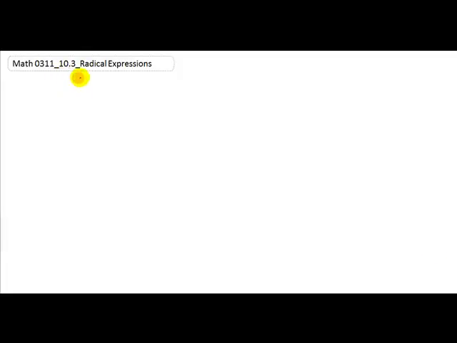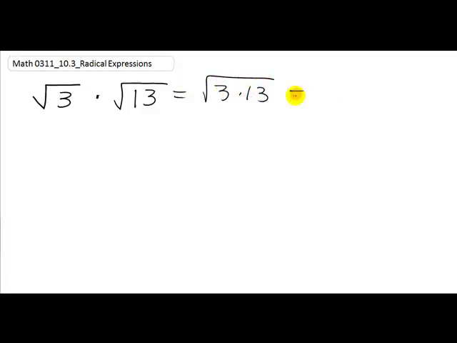In 10.3, radical expressions, we're going to start learning how to simplify. Something you need to keep in mind is that if we have two radicals that are being multiplied, we could actually put that underneath one radical and multiply and then simplify that out, as long as they're the same, as long as this is a square and this is a square. So this means we can go backwards.